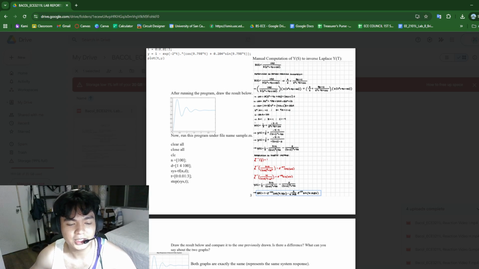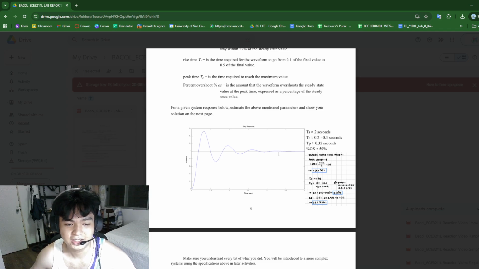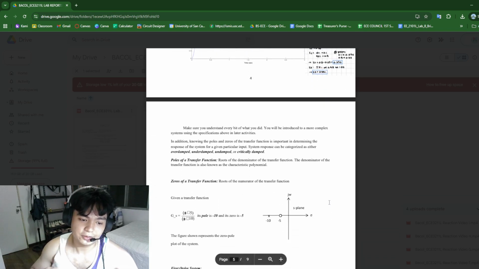I plotted the step response from t equals 0 to 3. The graph showed an underdamped response with oscillations before stabilizing. From the graph, I estimated the settling time at around 2 seconds, the rise time at 0.2 to 0.3 seconds, the peak time at 0.32 seconds, and the overshoot at 50%. Next is the first order systems.